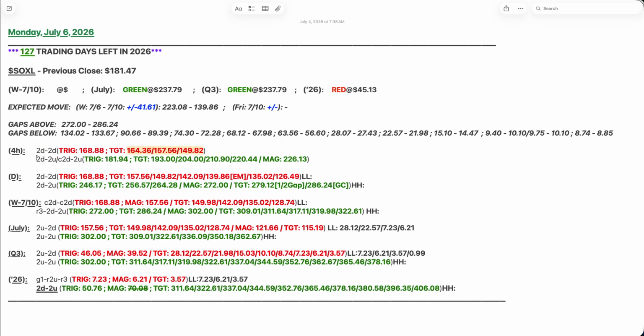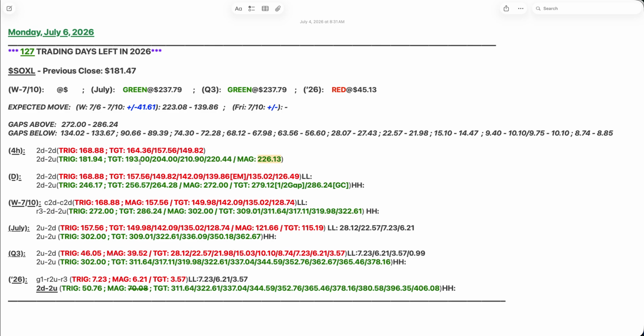Let's go over to our notes here so we can just go over the cold hard numbers, looking at the triggers and targets, right? So for Monday, July 6th, there'll be 127 trading days left in 2026, and we know the close on Friday was 181.47, right? What that means is the month is red. It doesn't turn green until 237.79, and the same for the quarter, right? The start of the month was the start of a new quarter, so both of those are red at this time.